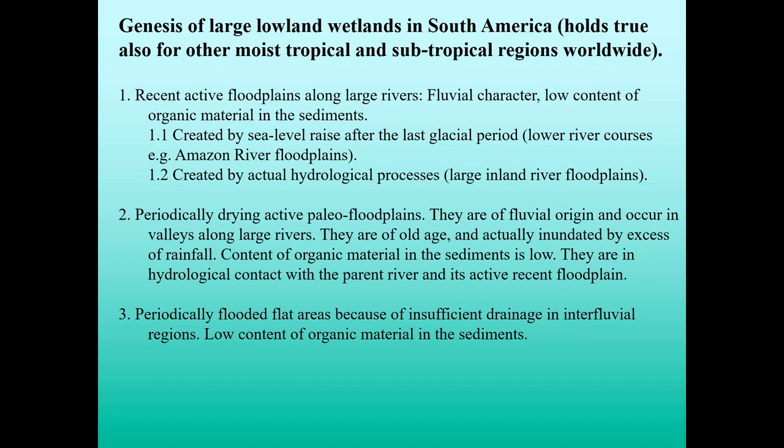In addition, we have periodically drying active paleo floodplains. They are also of fluvial origin and occur in valleys along large rivers. They are of old age and actually inundated by excess of rainfall. The content of organic material in the sediments is low. They are in hydrological contact with the parent river and its active recent floodplain. And third, we have periodically flooded flat areas because of insufficient drainage in interfluvial regions. They also are characterized by a low content of organic material in the sediments.